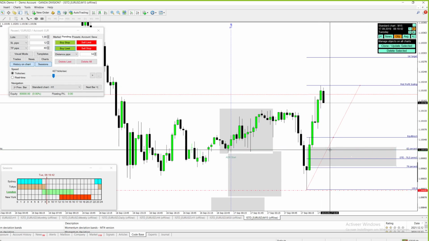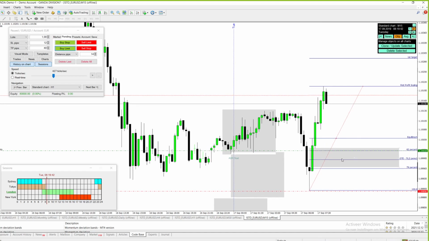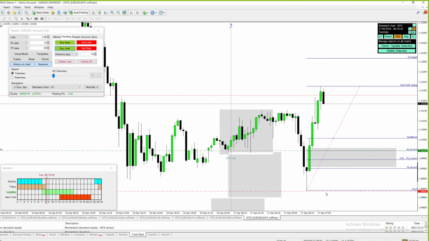So on the 62 exactly, you could have a tighter stop. You could take the entry also in the mean threshold of the fair value gap. Might be a little bit better, and a tighter stop, so you have a better RR. But what matters most is that your stop loss placement is correct.